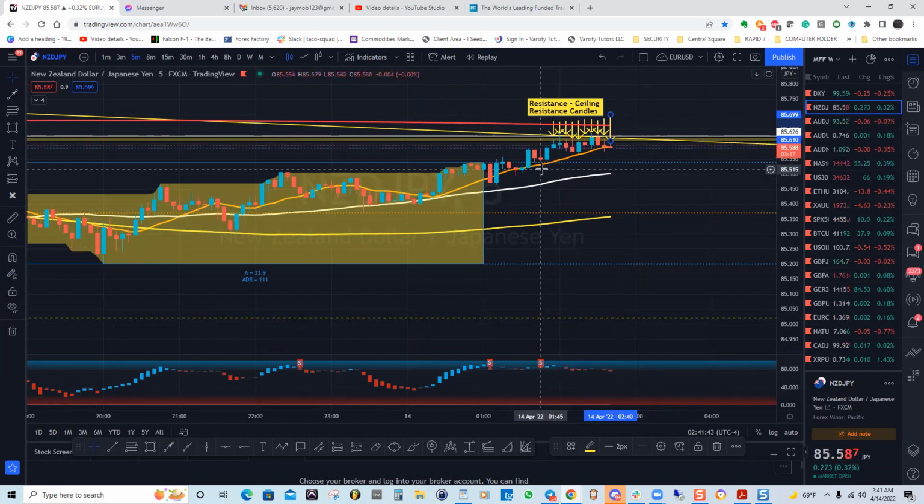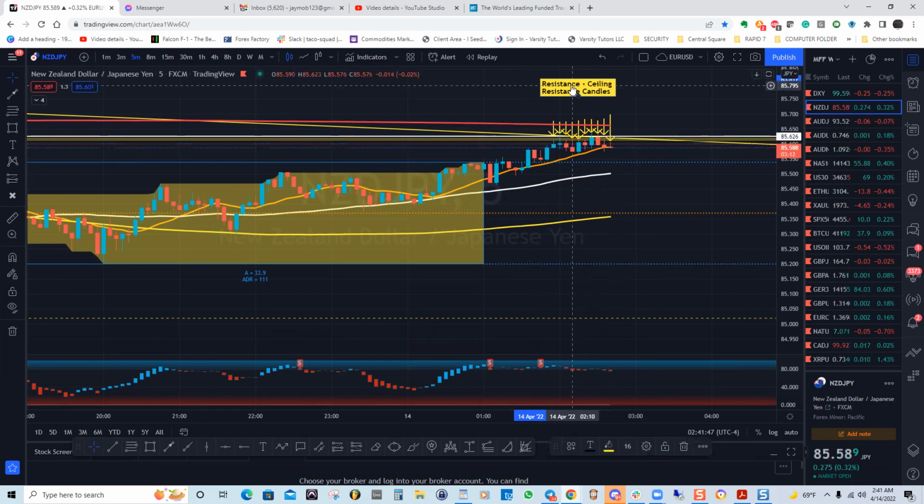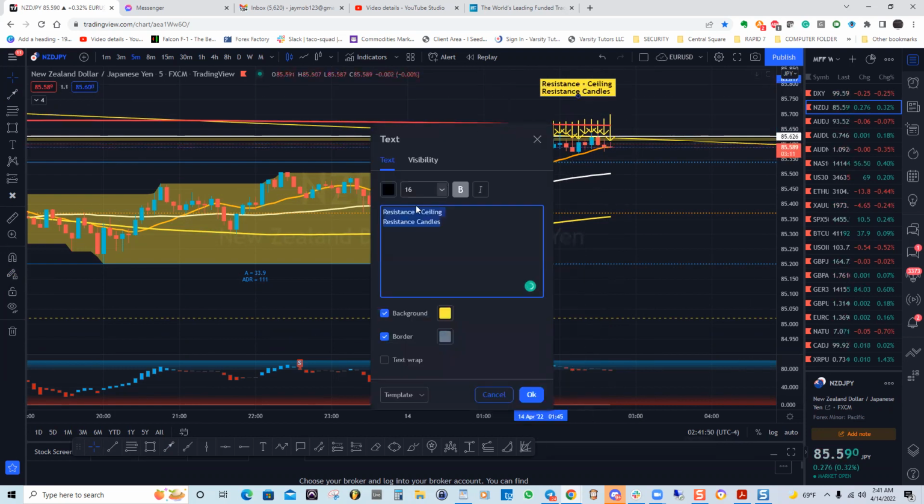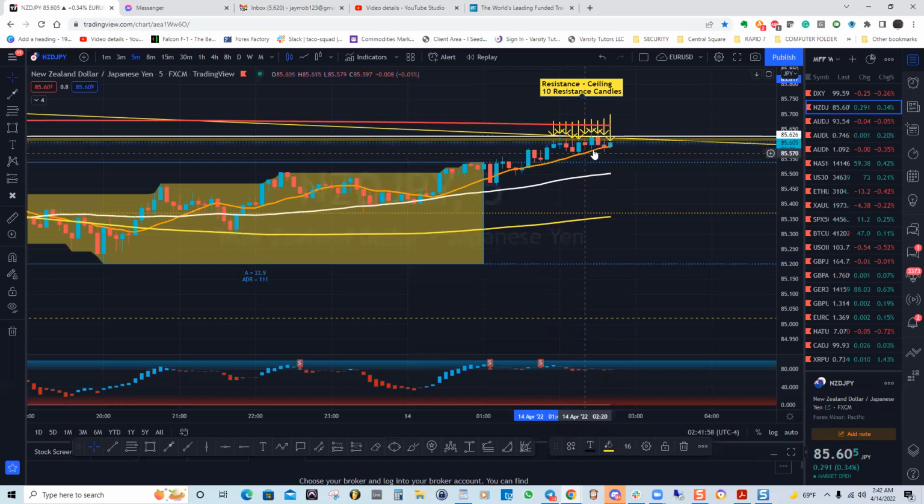So I have 10 resistance candles here. So let me see how many candles I got so far. So far I have 10. Normally when you have 10, it's doing pretty good. And then on top of that, I got an area of consolidation. This is an area of consolidation right here because price is just ranging from side to side. This is a consolidation right here.